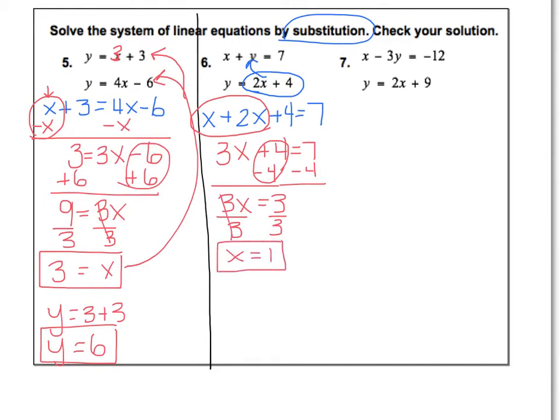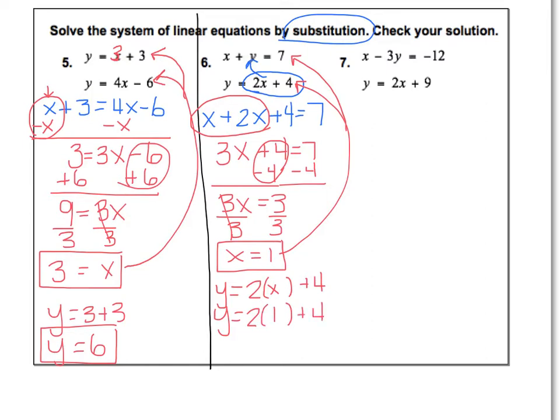I'm not done yet. I still have to plug in. I can plug into either equation from the top. It doesn't matter which one you pick. So this time, let's say I'll pick the second one. So the equation is y equals 2 times our x plus 4. Since we know what our x is now, we said that that x is 1, I can plug in 1 where I see that x. 2 times 1 is 2, and 2 plus 4 is 6. So when x equals 1, y equals 6.